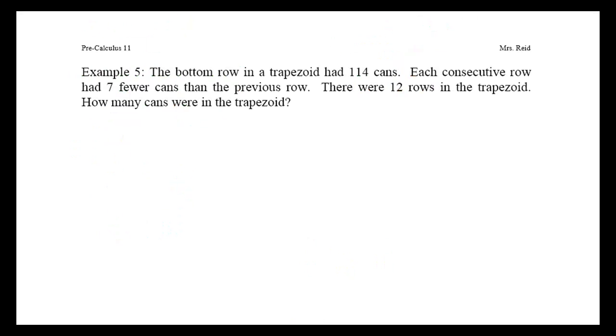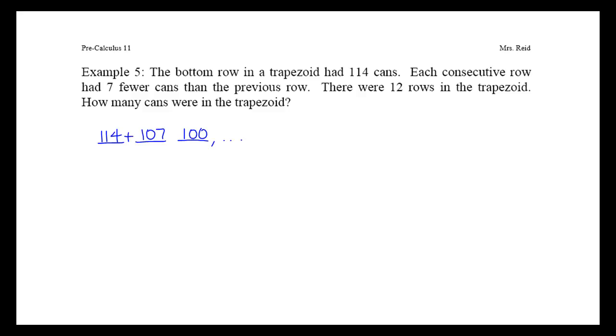Last example, number 5. The bottom row in a trapezoid had 114 cans. Each consecutive row had 7 fewer cans than the previous row. There were 12 rows in the trapezoid. How many cans were in the trapezoid? I'm going to start by writing out the pattern of numbers here. So I've got 114 in my first row. The next row has 7 fewer cans, so it leaves me with 107. The third row would have 100, etc.